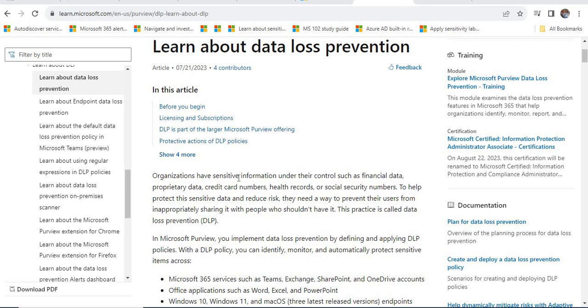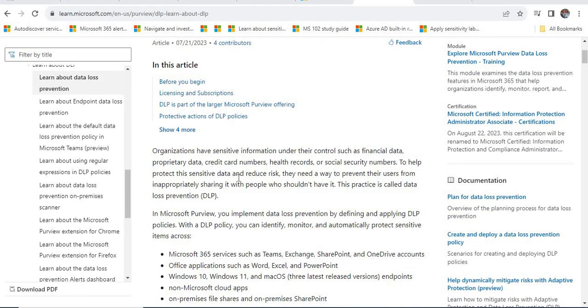Hello friends, today I will show you what data loss prevention is, why it is used, and how important this service is in your organization, in your companies or in your departments.